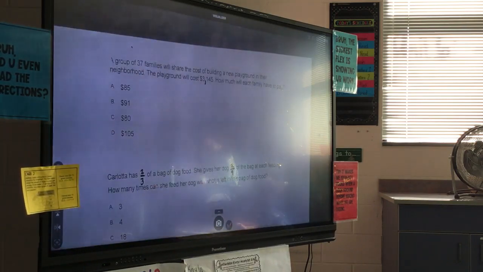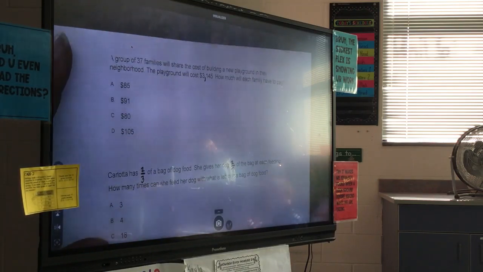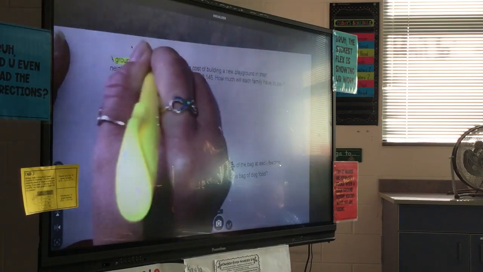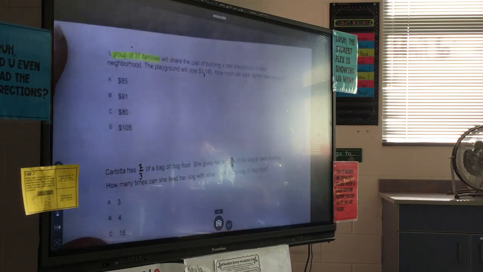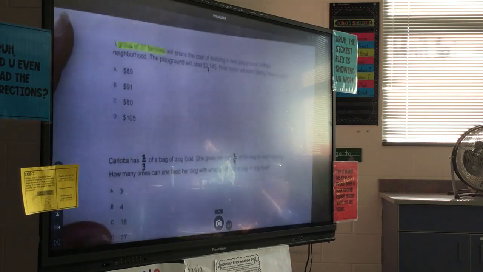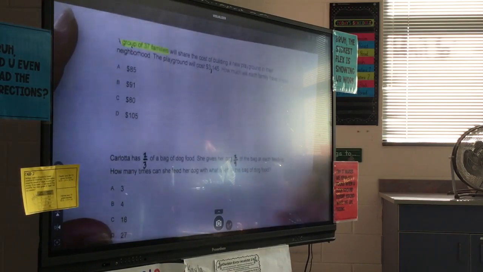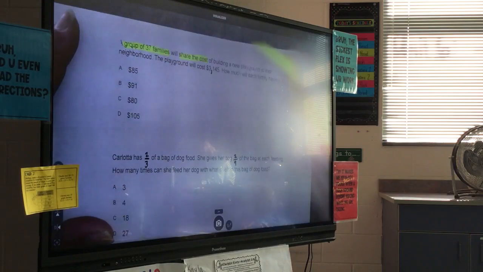All right, so a group of 37 families will share the cost of building a new playground in their neighborhood. The playground will cost $3,145. How much will each family have to pay? All right, so what is important in that first sentence? Isaac. Okay, group of 37 families. What else is important in that sentence? Because there's something else that's really important. They'll share the cost. Share the cost. All right, what's important in the next sentence?